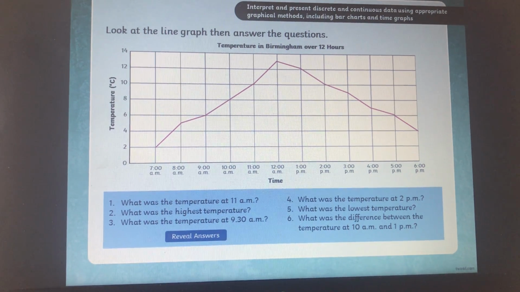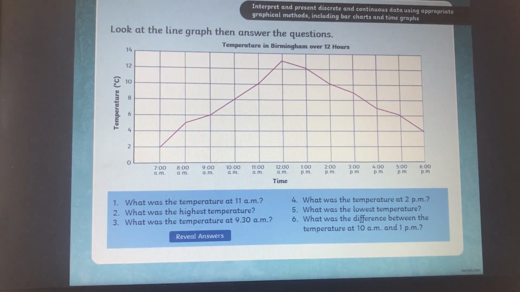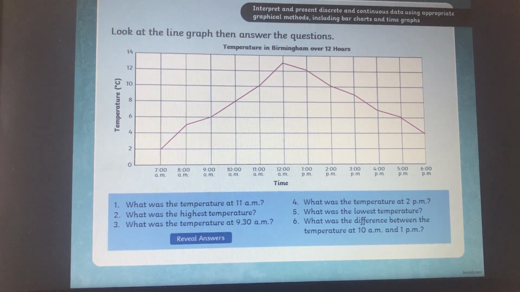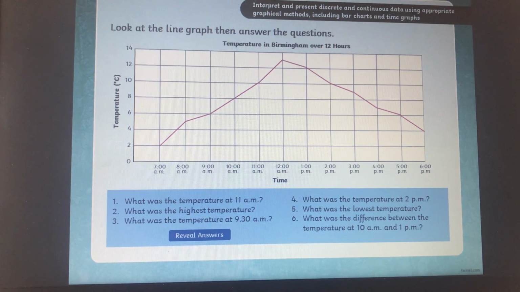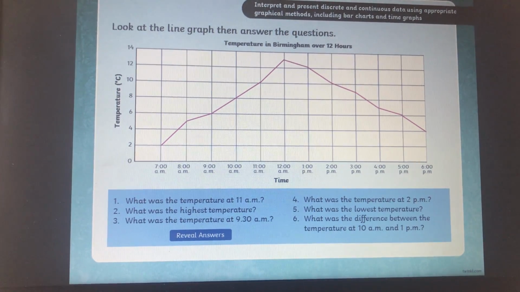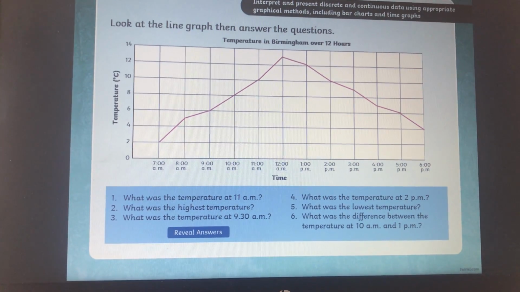We are now going to move on to line graphs. Again, we need to have a look at the information provided before we can attempt the questions. This is temperature recorded in Birmingham over 12 hours. Question 1. What was the temperature at 11 a.m?